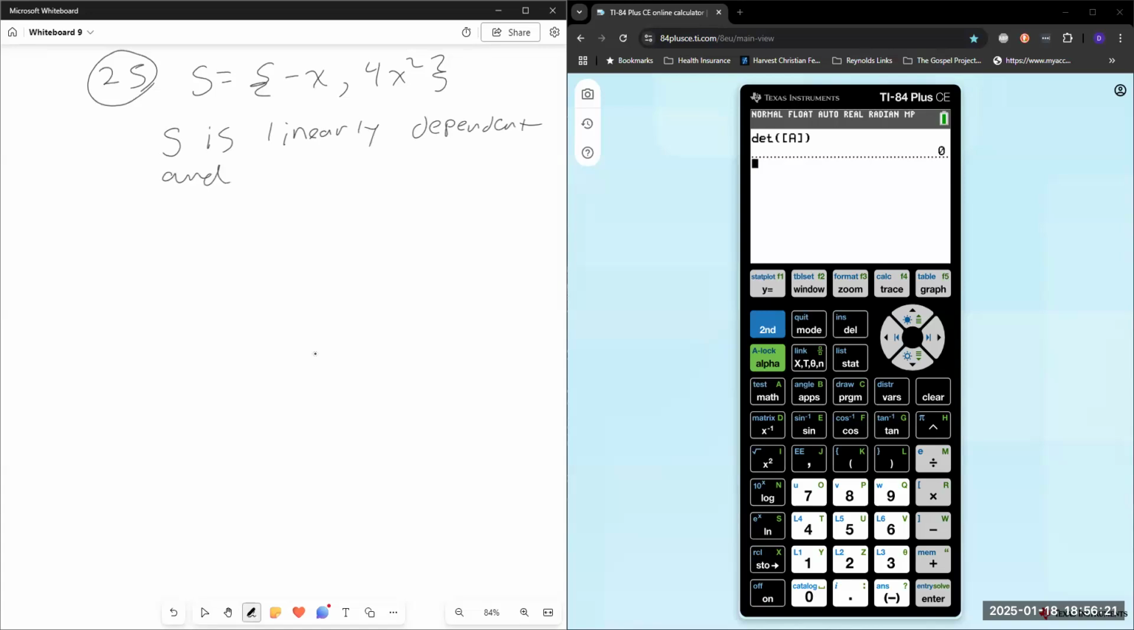And S does not span P2, right? Sorry, just not linearly dependent, but S does not span P2 because it's missing the constant term, like I said.